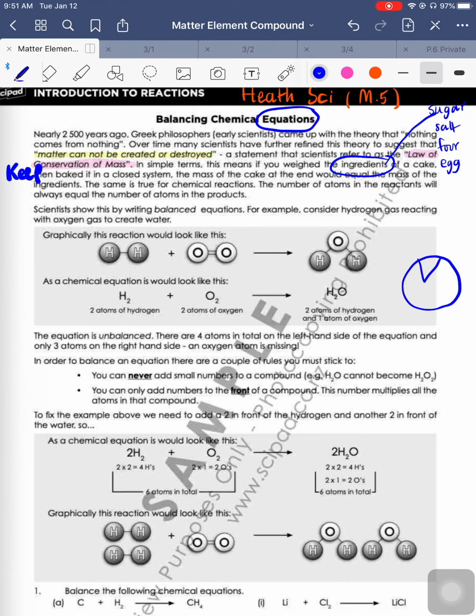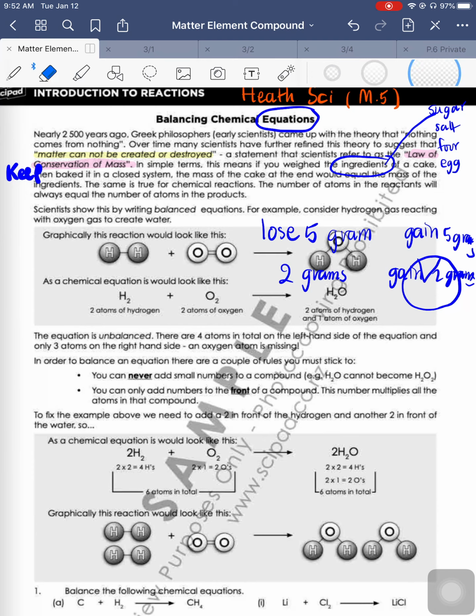If you lose 5 grams, you have to gain 5 grams as well. If you lose 2 grams, you have to gain 2 grams as well. This is conservation of mass.